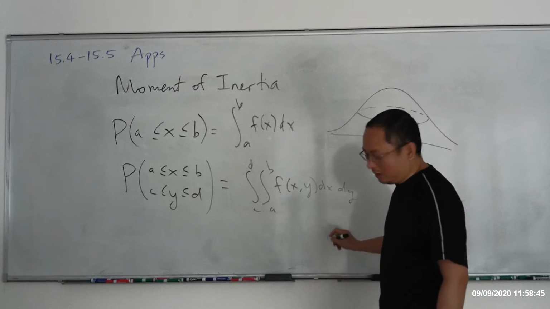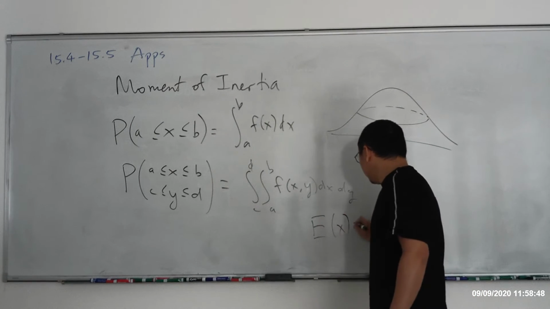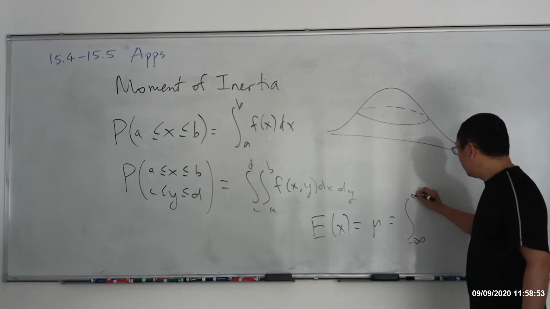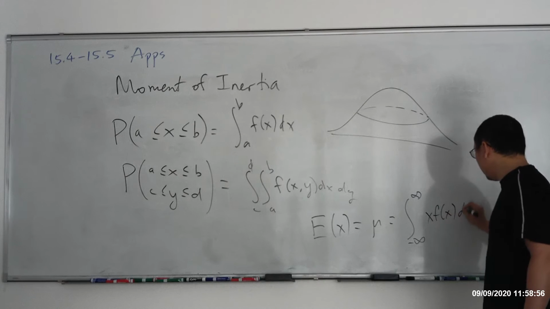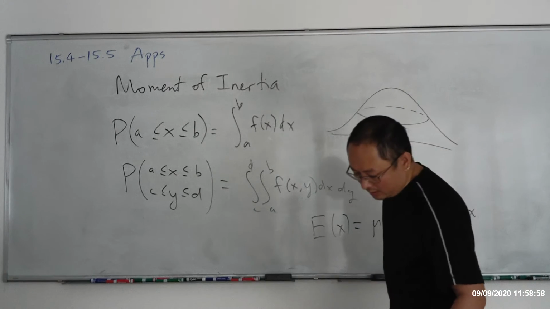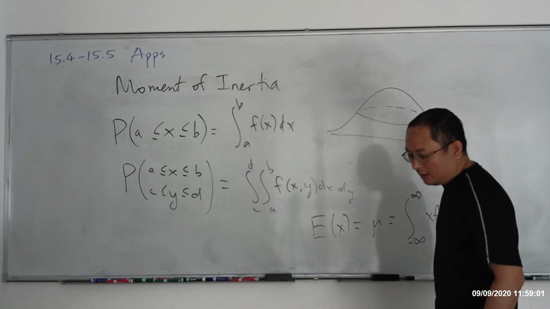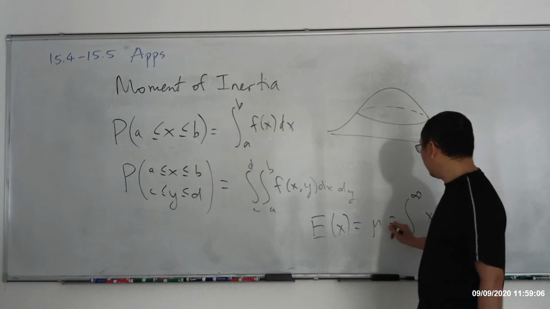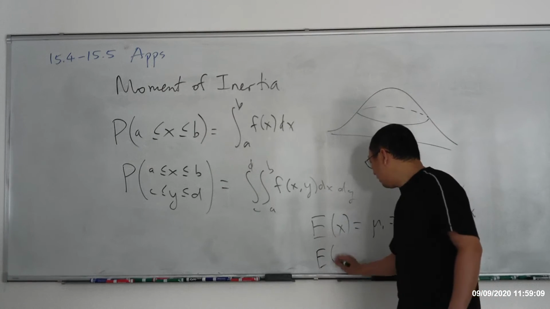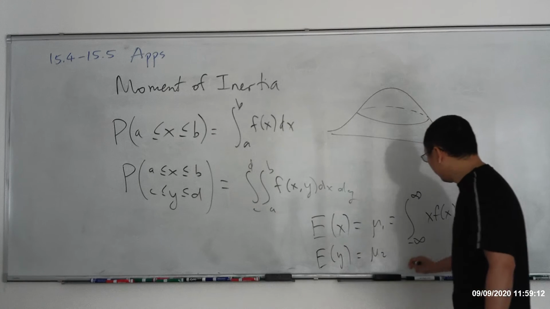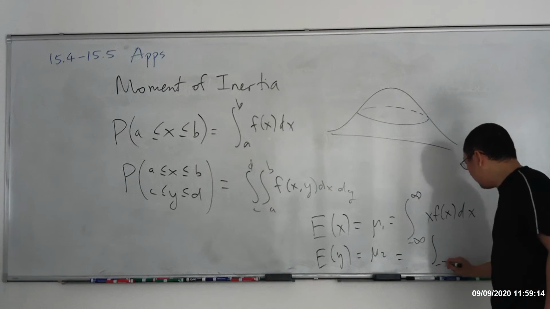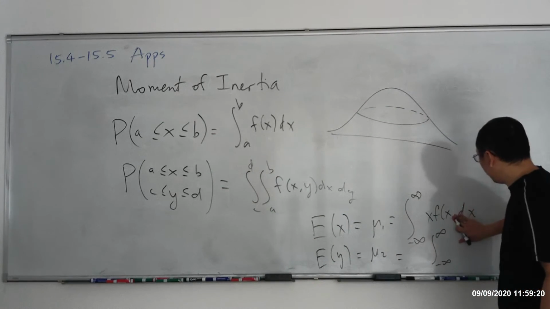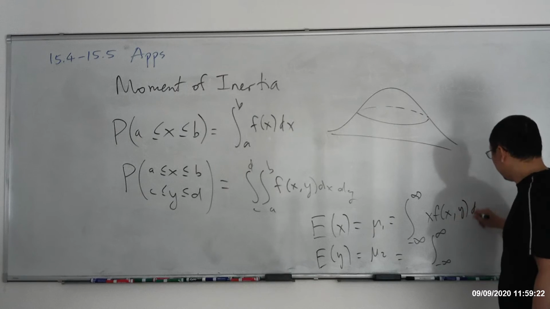I forgot to show you a formula for this expected value. It's the mean, which is the integral from negative infinity to positive infinity of x f(x) dx for one variable. And you have mu1 or mu2. So the expected value for x is called mu1, and the expected value for y is called mu2. Same thing, integral from negative infinity to positive infinity.